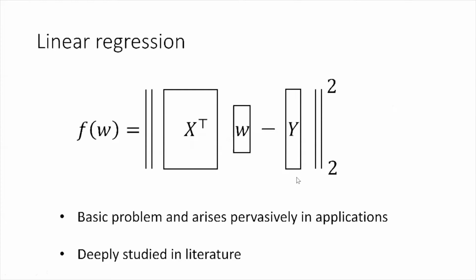And we'll also be particularly looking at the problem of linear regression, where the function f is given by the following equation, where we have a matrix X, each row of X transpose is called a sample, and we have a column vector Y, and each element of Y is called an observation. So our problem would be that we want to find a W which minimizes the L2 norm square of X transpose W minus Y. And this is, of course, a very fundamental problem and arises pervasively in applications.